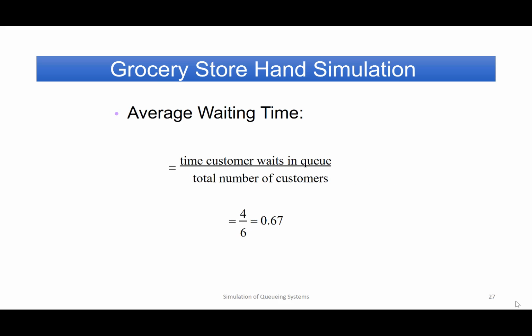The average waiting time can be computed by using the totals that we just calculated. For example, you can take the time the customer waits in queue, 4, and divide by the total number of customers, 6, and get the average waiting time, which is 0.67. While this is an average, remember that averages can be misleading because some customers had to wait long times and some customers did not have any wait time at all.